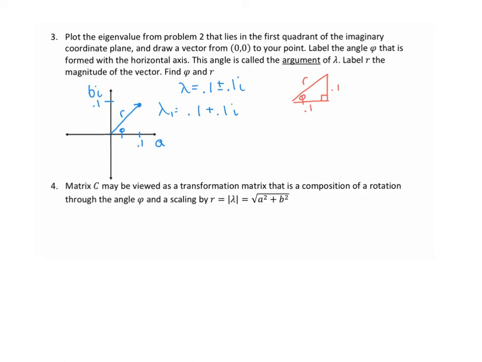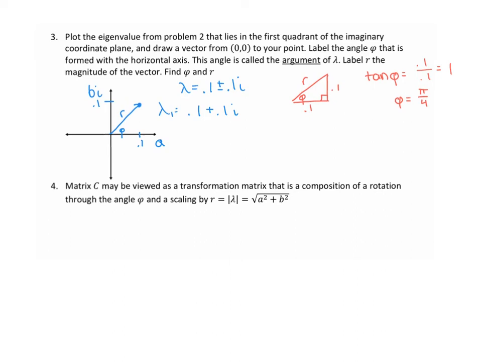If I find phi first, I know the 0.1 and 0.1, I know adjacent, I know opposite, that means I want to use tangent. So tan phi is 0.1 over 0.1, which is just 1. Tangent is equal to 1 at 45 degrees, or pi over 4. So if we know a and b, we know tangent, and we can use that to find the angle. Sometimes we might have to use our calculator, using the inverse tan button to give you the angle.